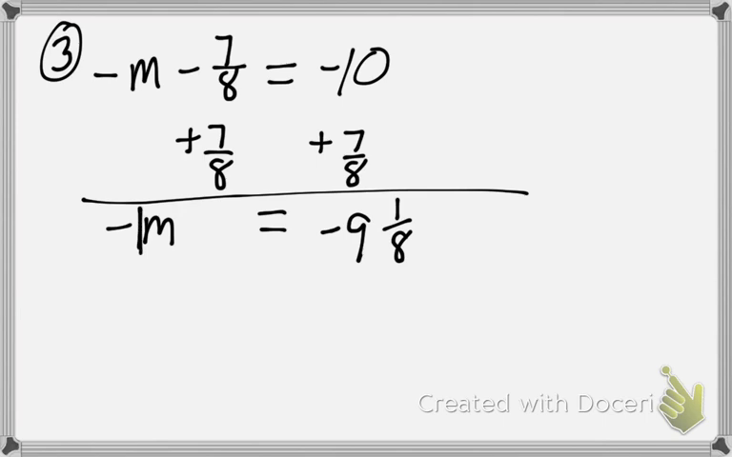There's technically a 1 in front of that m. That's why there's a negative 1 there. So I'm going to divide both sides by negative 1. So m is going to be equal to 9 and 1/8.